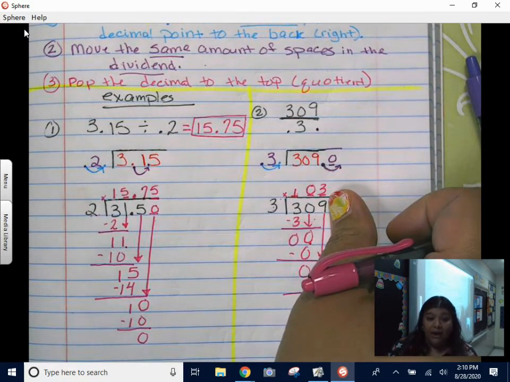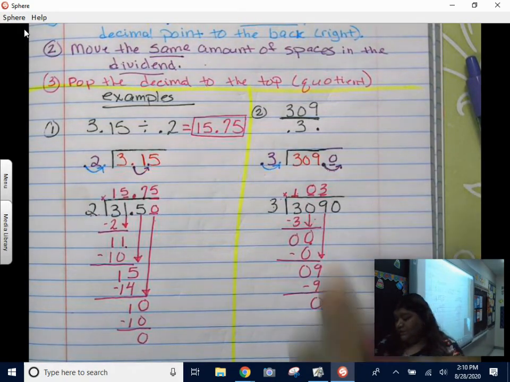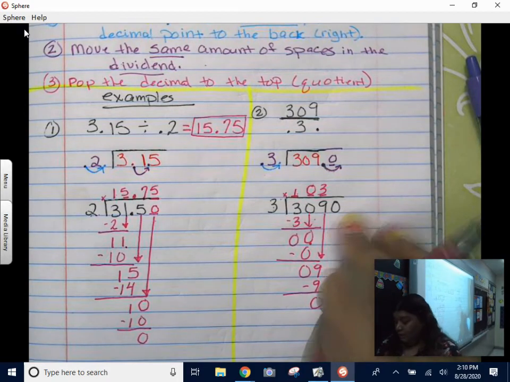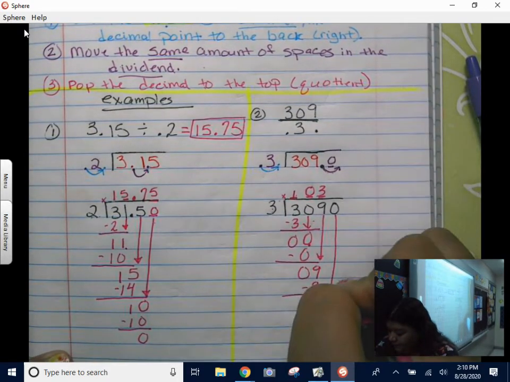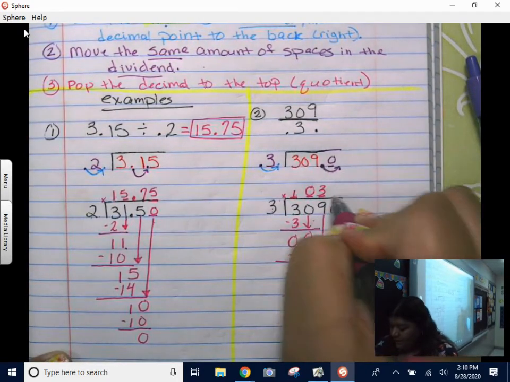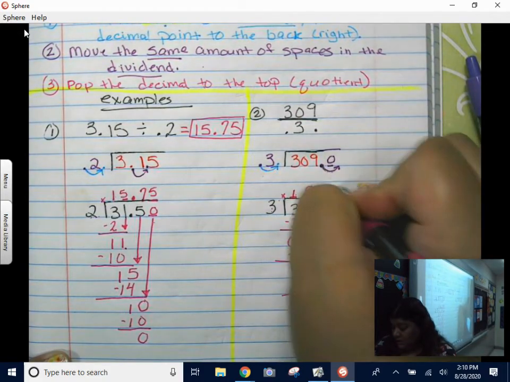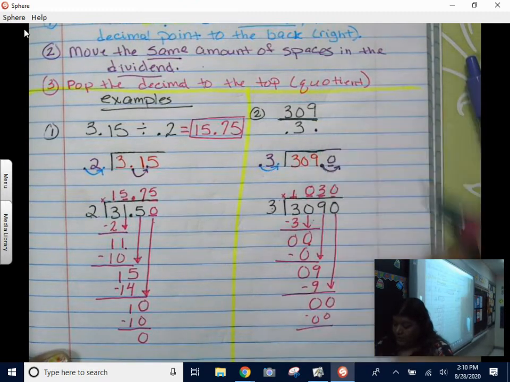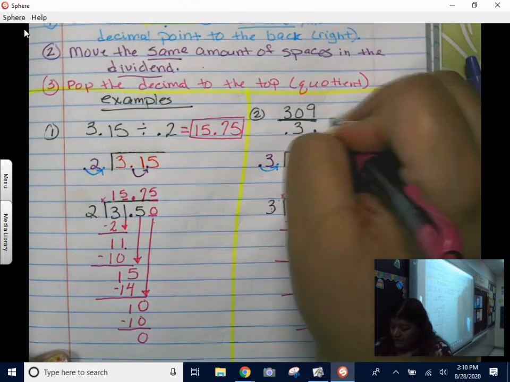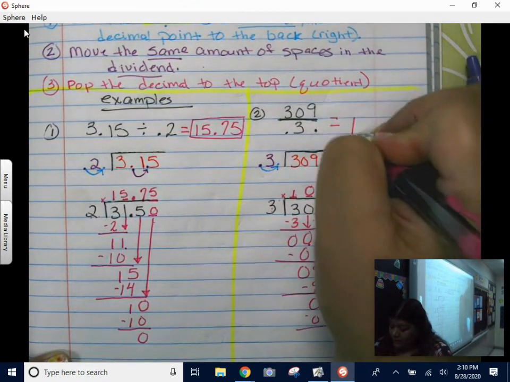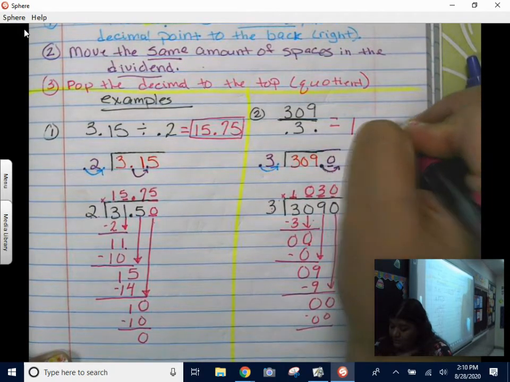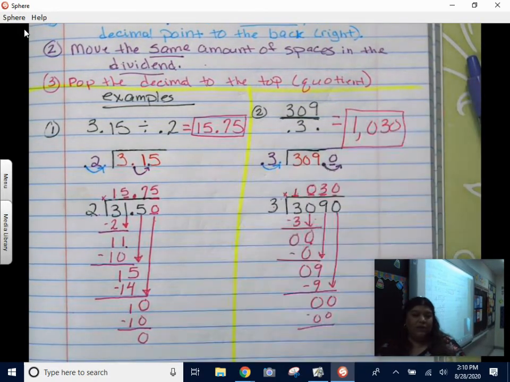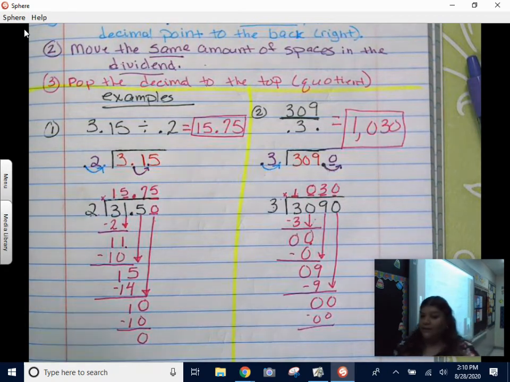That changes my entire answer. So you have to include this 0 because it's part of the whole number, okay? So let's bring it down. And 3 times what gives me 0 again? 0. Okay? So your answer to this problem, 309 divided by 3/10, is 1,030. Can you see where a lot of mistakes can happen in a problem like this?